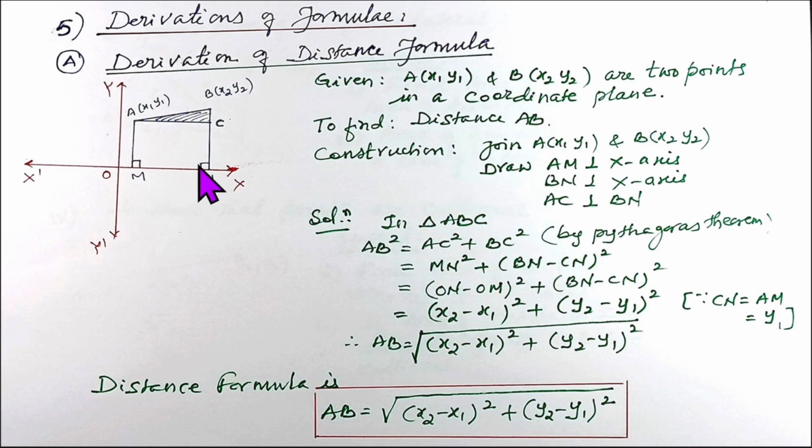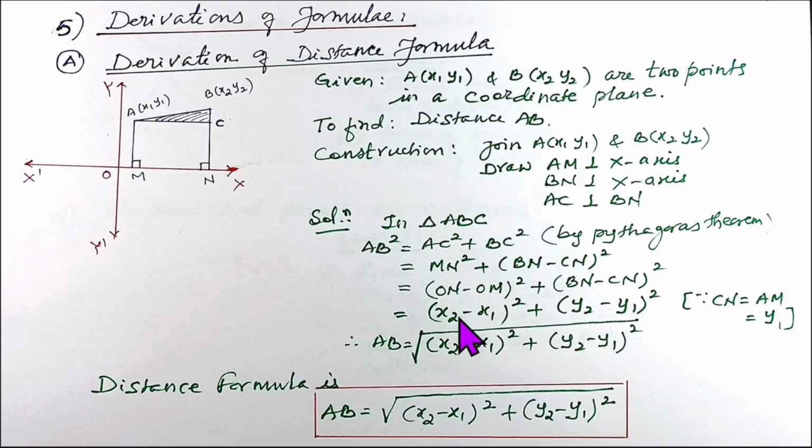Now AC and MN are equal because AC and MN are opposite sides of a rectangle, and therefore AC is equal to MN, so I have replaced AC square by MN square. Now BC is BN minus CN, and therefore BC square will be (BN minus CN) whole square. But what is MN? MN is ON minus OM. That's what I have replaced it by, (ON minus OM) whole square, and (BN minus CN) whole square as it is. But what is ON? Now if you look at ON, this is the x2 coordinate, therefore I have replaced ON by x2. And what is OM? It is the x1 coordinate.